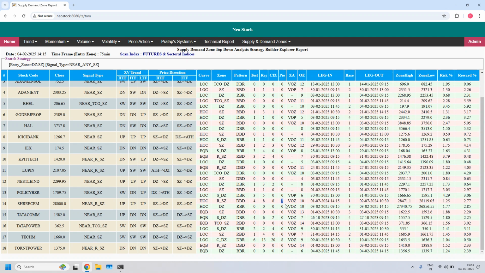Sriram Cement, it is a pierced zone, so you can't use it, but check whether it is having either a bull trap or a lower time frame zone origin. Otherwise, it can't be useful to us. And Torrent Power. Torrent Power is a recently added stock, right? So total 3 stocks are identified.